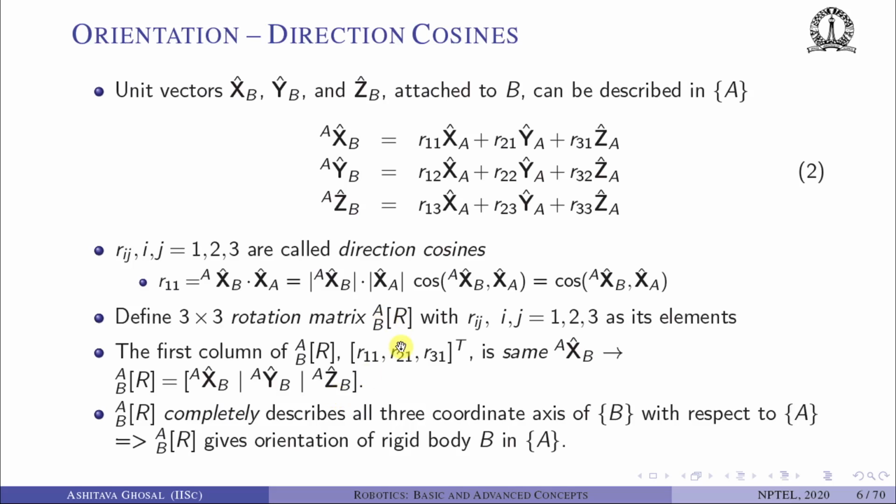What does this ABR mean? It is the rotation matrix describing the rigid body B with respect to the reference coordinate system A. ABR completely describes all three coordinate axes of B with respect to A, because if I know this rotation matrix, I know AXB, AYB, AZB. These are numbers, so I can draw these three unit vectors XB, YB, ZB, and hence it gives the orientation of the rigid body B in A. So the rotation matrix containing the column vectors AXB, AYB, AZB completely describes the orientation of the rigid body with respect to the A coordinate system.